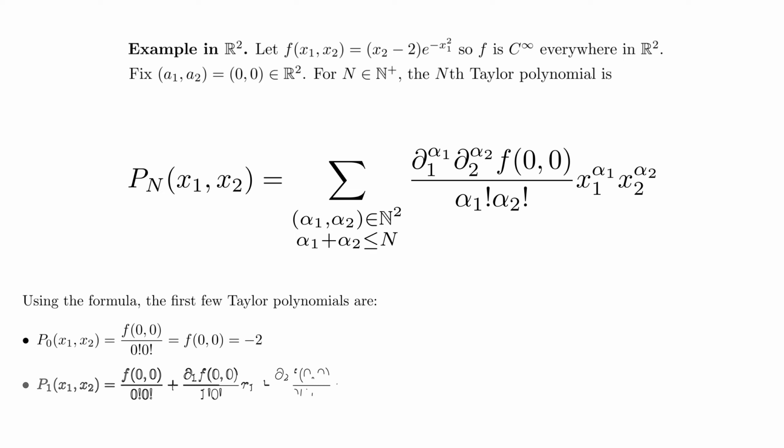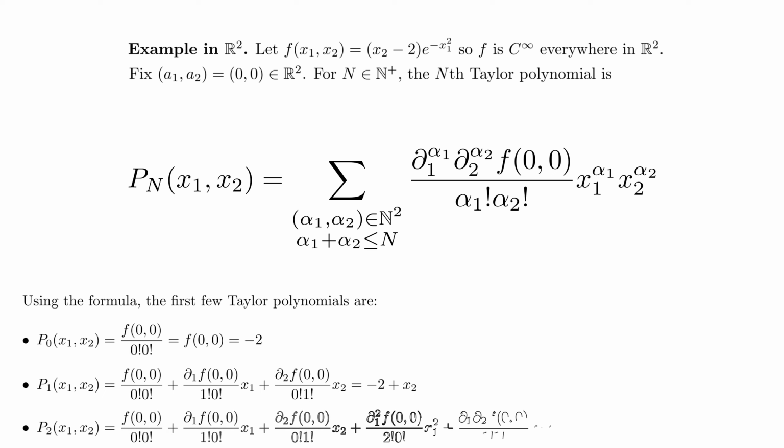The first Taylor polynomial is computed with all the partials up to order 1 and is equal to negative 2 plus x2. It is a degree 1 polynomial. In other words, it's linear. The second Taylor polynomial is computed with all the partials up to order 2 and is equal to negative 2 plus x2 plus 2 times x1 squared. If you'd like to check these calculations or read additional computational examples, now is a good time to pause the video and do so.